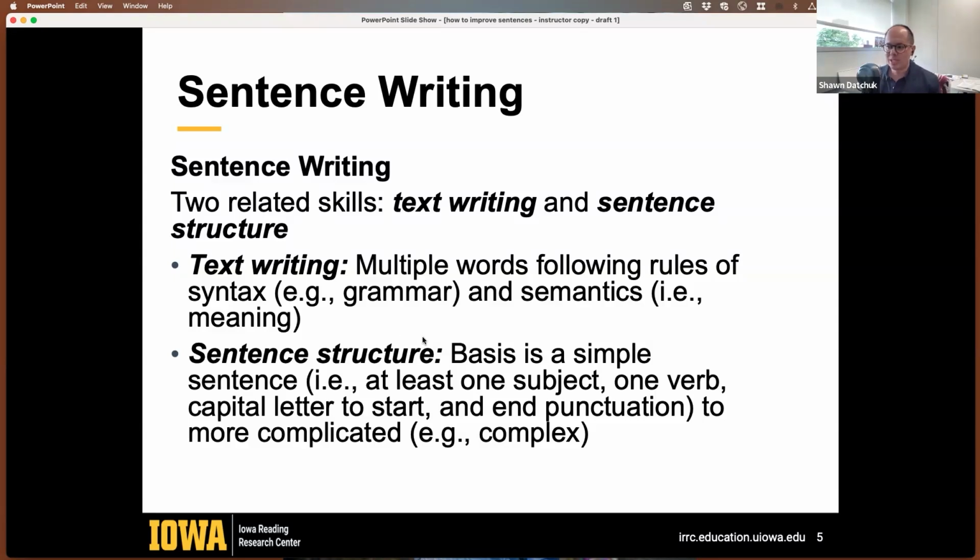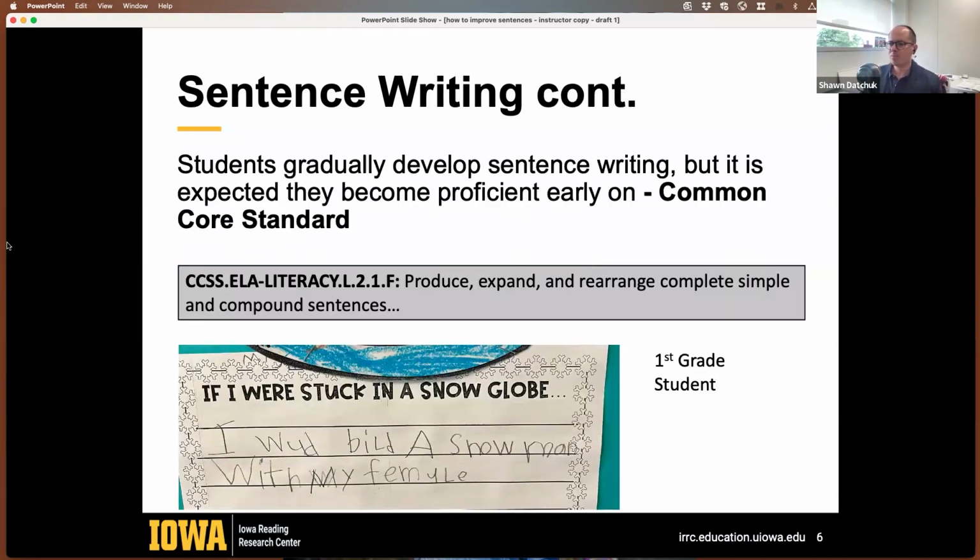Two is that there would be sentence structure, so that these multiple words would be connected into a structure that made sense to readers. So at its basis, a basic form of sentence structure would be a simple sentence, which we can think of as having at least one subject, one verb, a capital letter to start and end punctuation. And then it could get more complicated, certainly. There can be compound sentences, complex, etc.